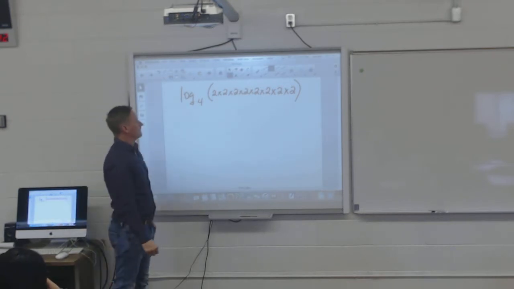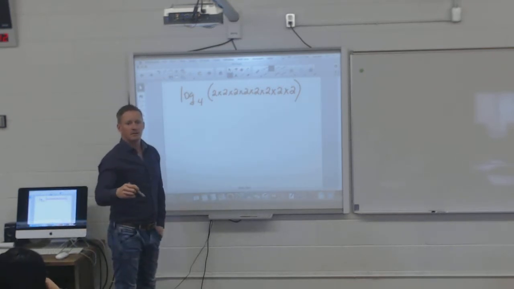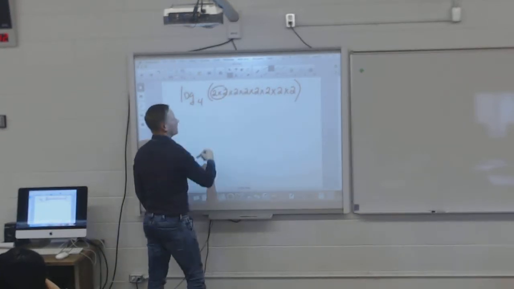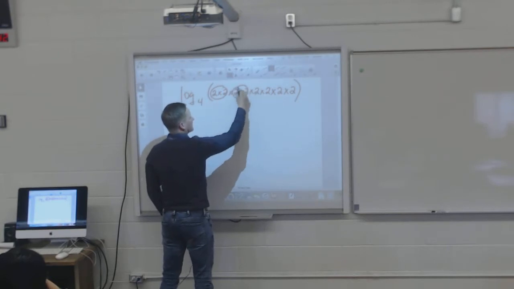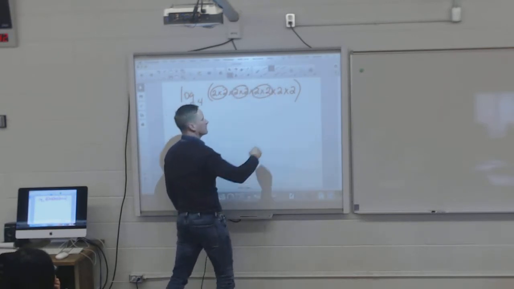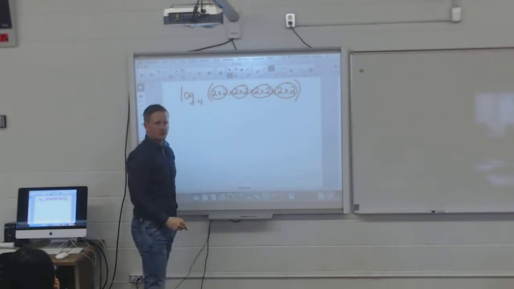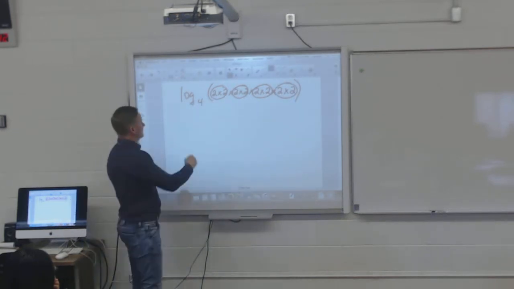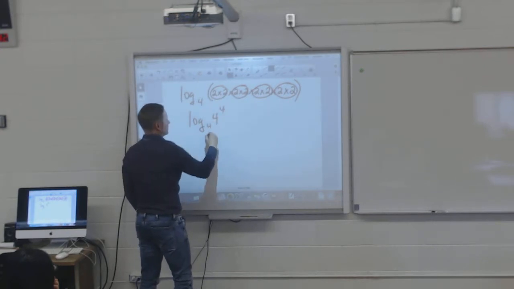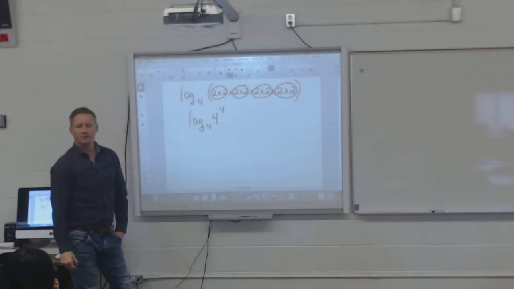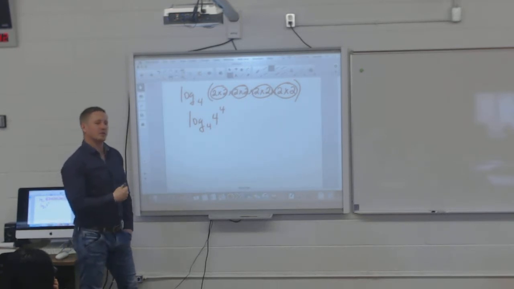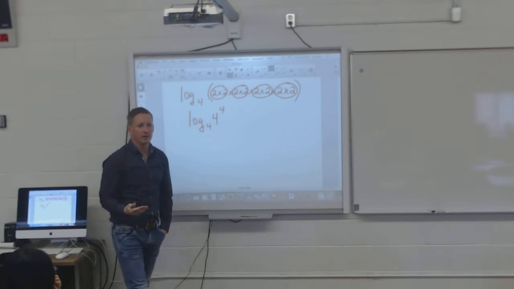Okay? Then I just focused on all my 4s. There's 1 4. 2 4s. 3 4s. 4 4s. And then rewrite it as 4 to the 4th. Base 4. Does that work too? I'm trying to figure ways out I could do this without my calculator. That's basically what I'm doing.